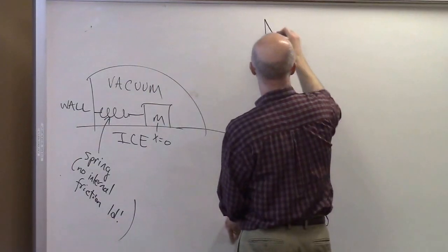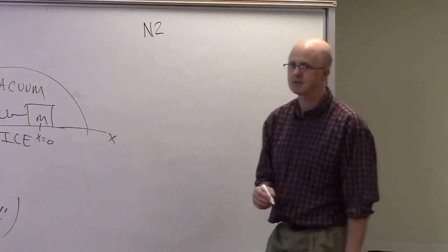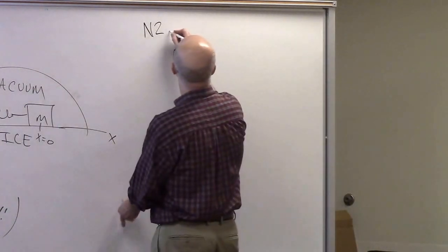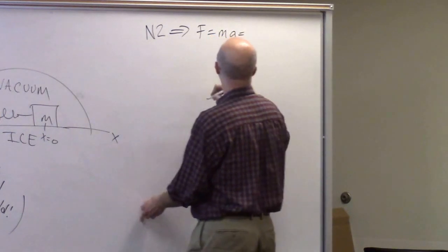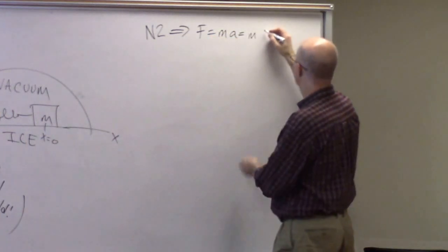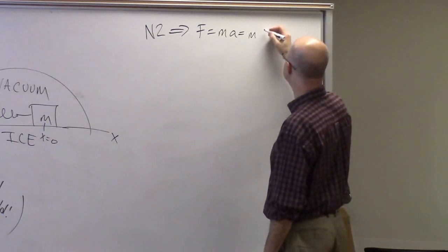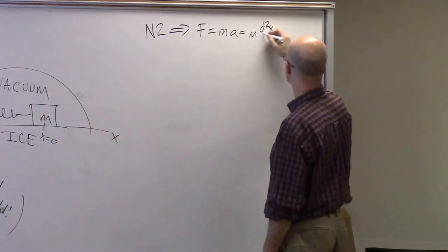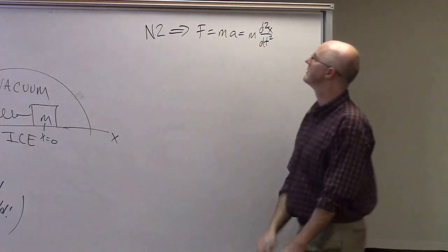So again, with the physics, Newton's second law, N2, is going to be my abbreviation for Newton's second law because we're going to use it a lot here. F equals ma. Now a is dv/dt, where v is the velocity, the rightward velocity, or the second derivative of x with respect to time. X is not a height, it's a horizontal position here.